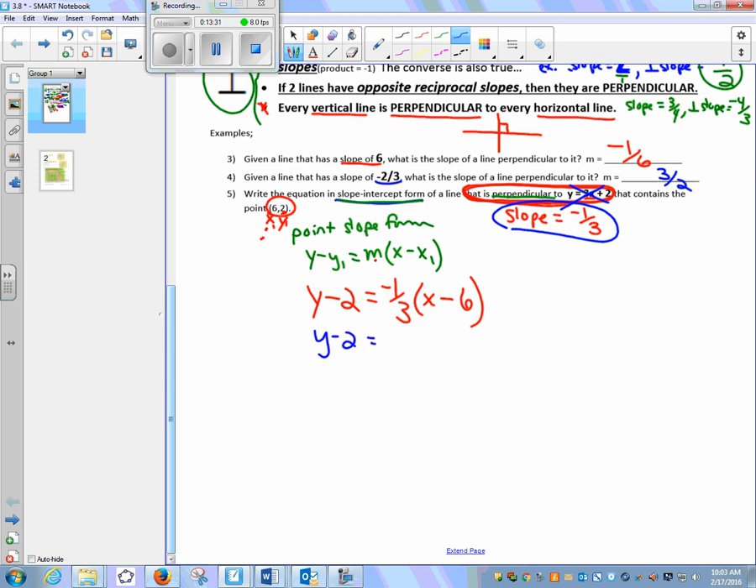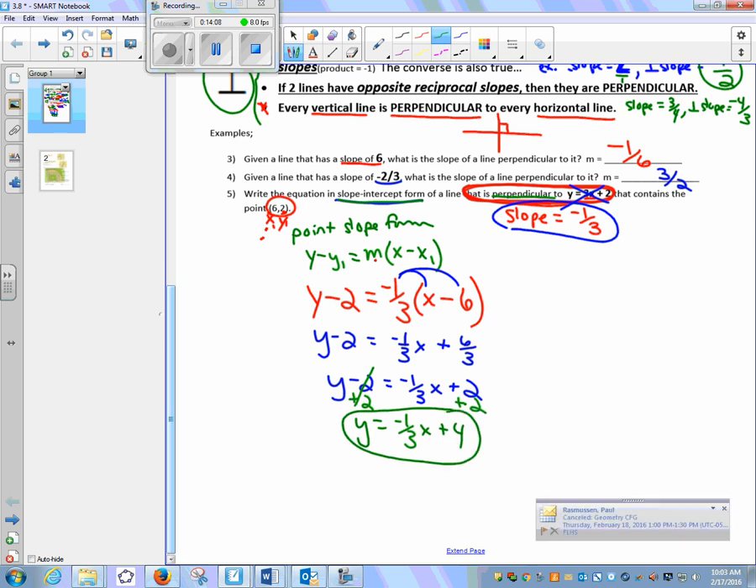y minus 2 equals -1/3 x plus, right, you're distributing, -1/3 times -6 is +6/3, which is just 2. So y minus 2, I'll not change that yet, equals -1/3 x plus 2. 6/3 is just 2. Now we're going to add 2 to both sides. And we get y equals -1/3 x plus 4. That is the equation of the line. Okay?